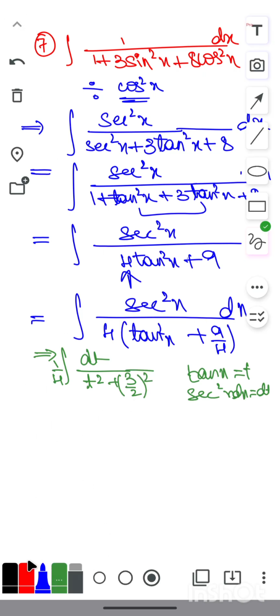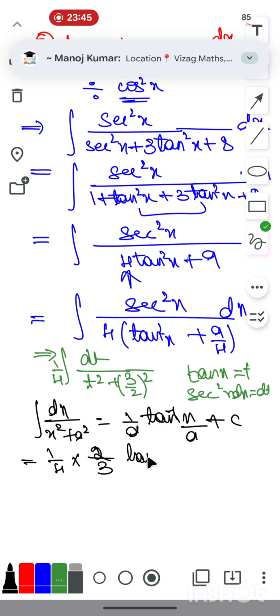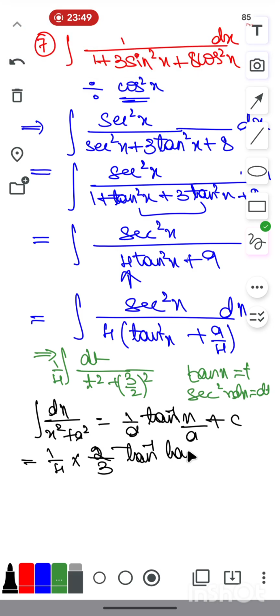We have one standard formula that the integration of dx divided by x square plus a square is equal to 1 by a into tan inverse of x by a plus c. According to that, we get the answer as 1 by 4, a constant, we write as it is, and 1 by a, here a is nothing but 3 by 2. So 1 divided by 3 by 2, the denominator of the denominator will go to the numerator, into tan inverse of x by a. x is nothing but t. t stands for tan x.